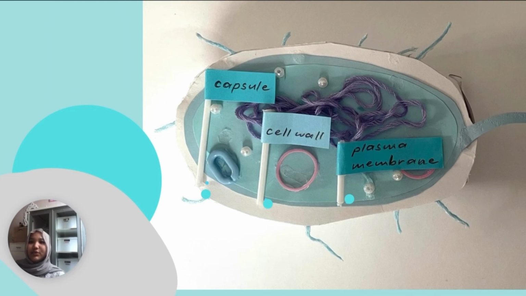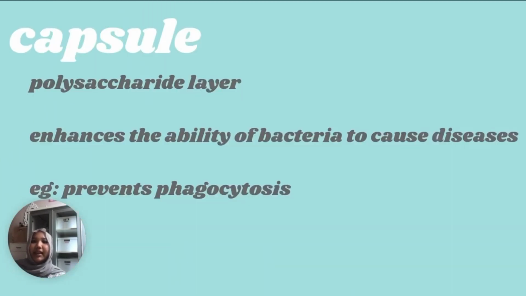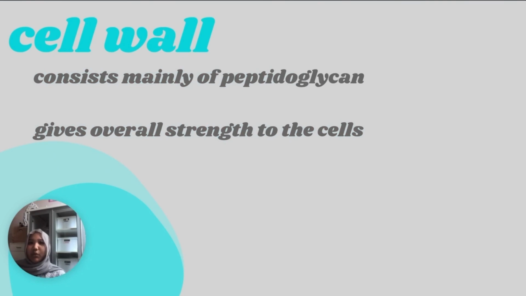Next, there's the capsule, cell wall, and plasma membrane. The capsule is the outermost layer, so it's represented by the white in this model, and it's a polysaccharide layer that enhances the ability of bacteria to cause disease. It does this by preventing phagocytosis by eukaryotic cells. Then we have the cell wall, which consists mainly of peptidoglycan, and it gives overall strength to the cell.